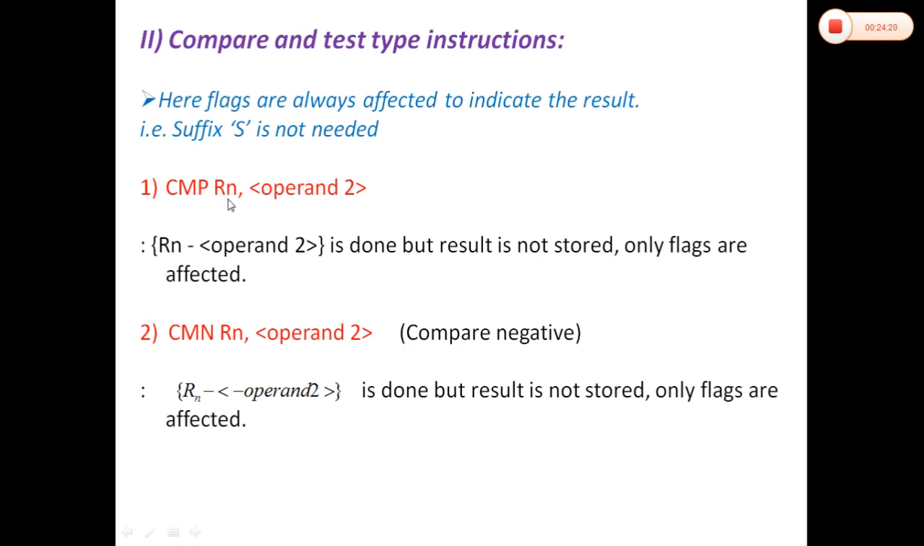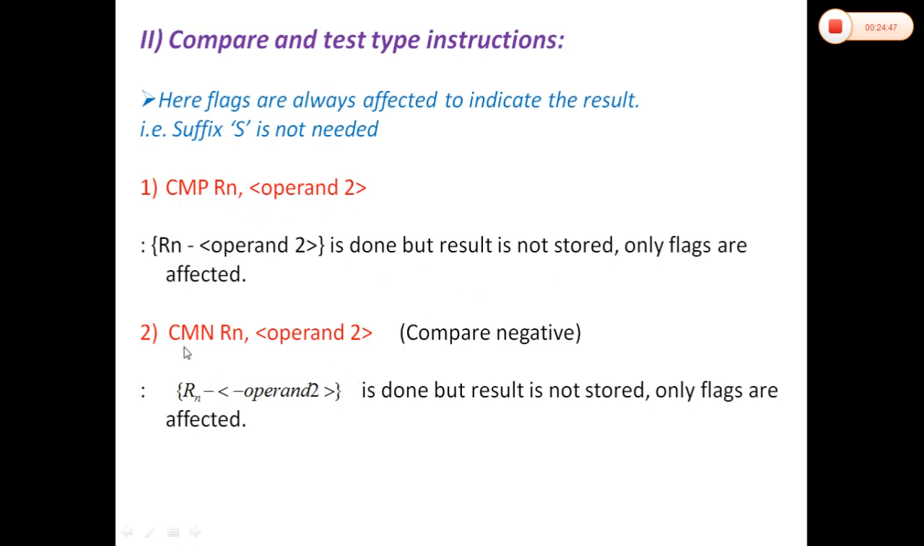Actually, this instruction internally works by subtracting operand 2 from Rn. The result is not stored, but the flags are affected. So that's how this instruction works as usual. For example, if operand 2 and Rn are equal, then when the subtraction is done, the result will be 0 and the 0 flag will be set. So the 0 flag being set indicates that the two operands are equal.